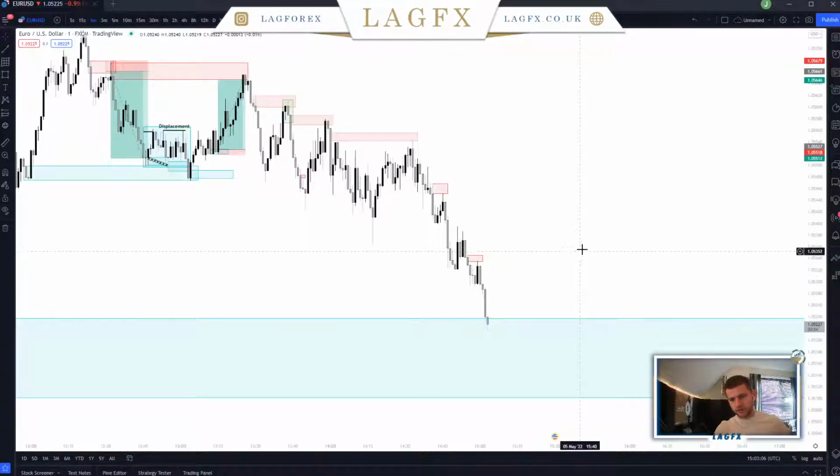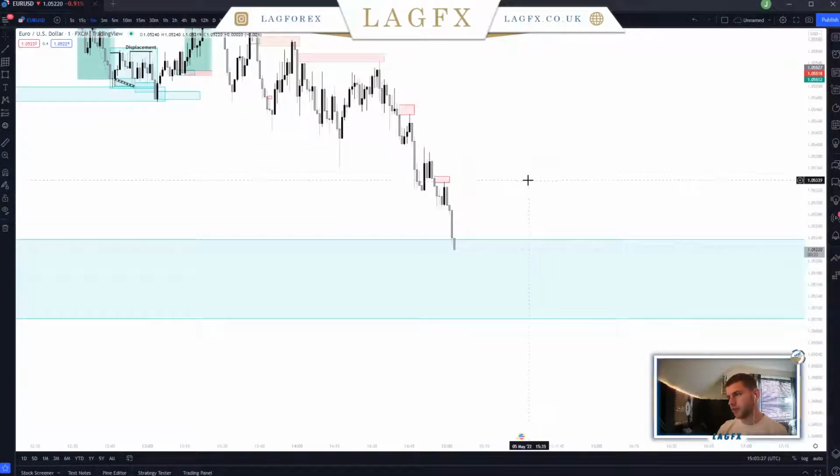I had a 1 pip stop loss and a 10 pip take profit, and that is 10 RR returns straight away. That is why this strategy of scalping is so useful, because we can have a 10 pip move in the market, which can happen within minutes, and we can profit massively from that.